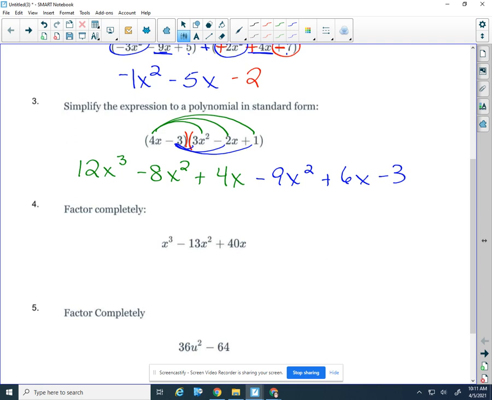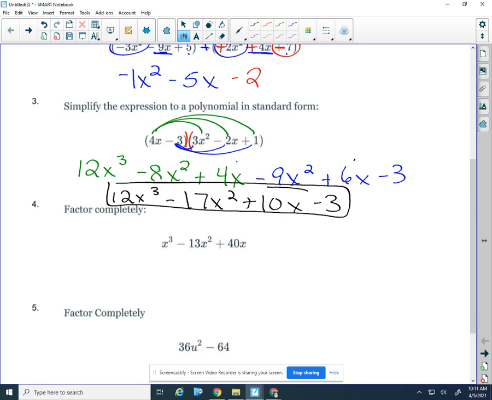And then the last thing I'm going to do is combine like terms. 12x to the third has no friends. Nothing goes with it. Negative 8x squared minus 9x squared is minus 17x squared. 4x and 6x is 10x. And then minus 3 is your final simplified answer.